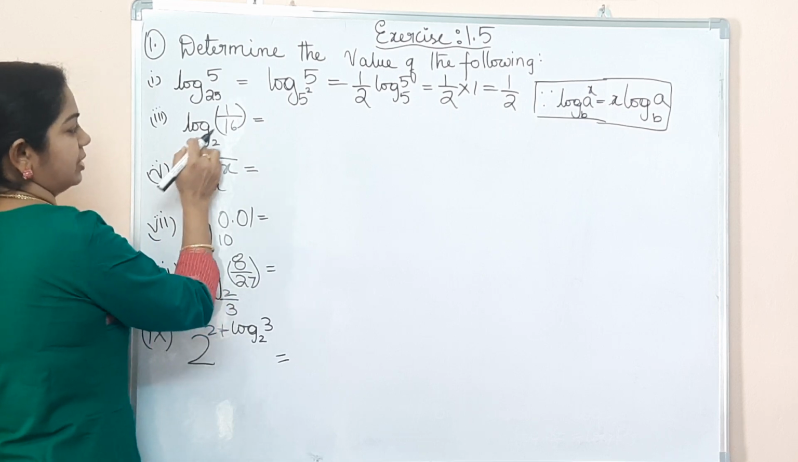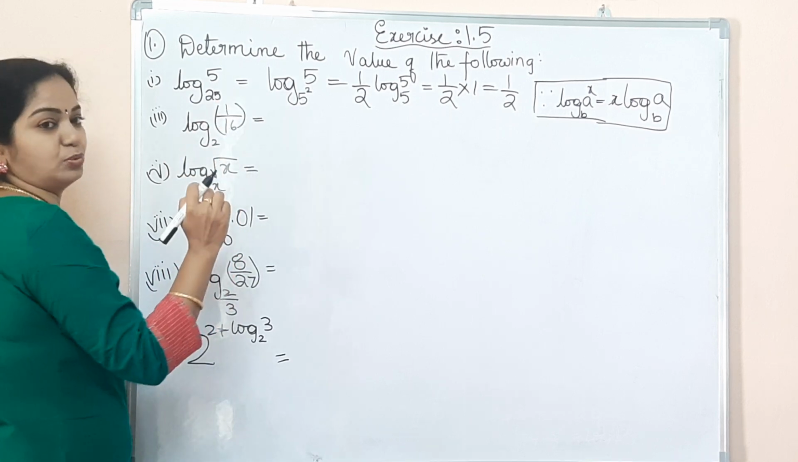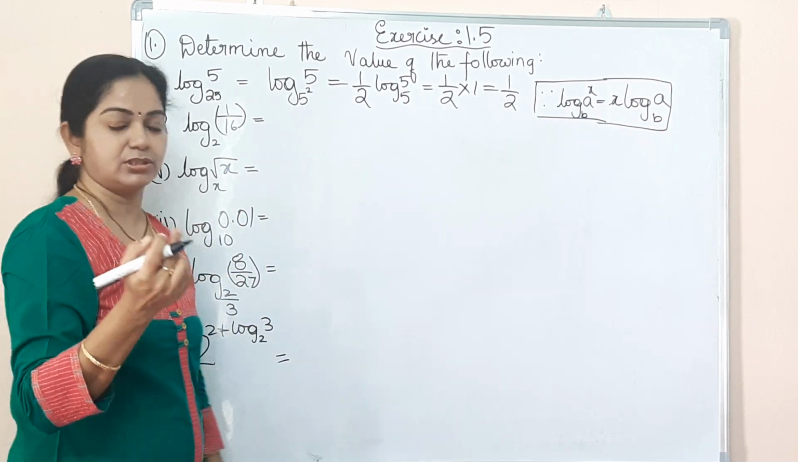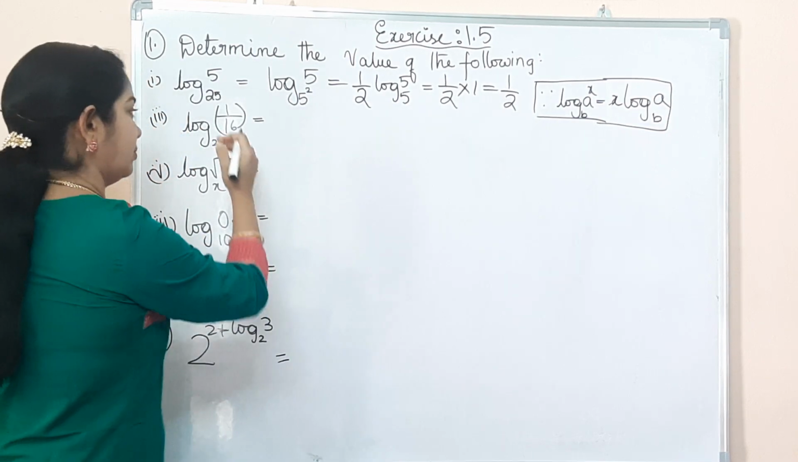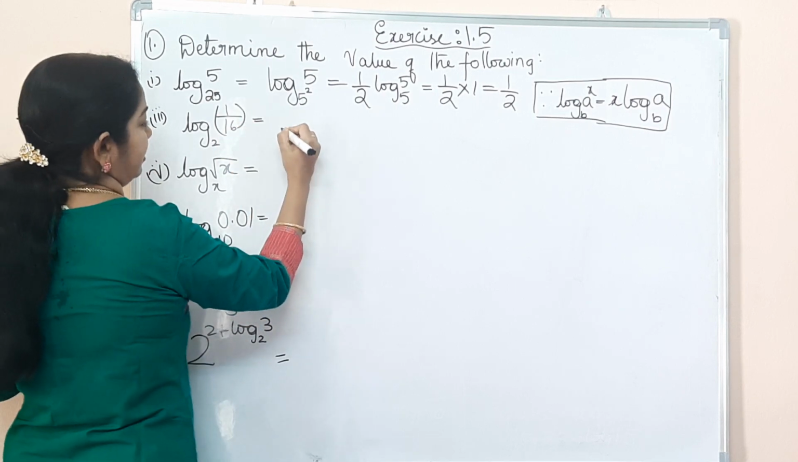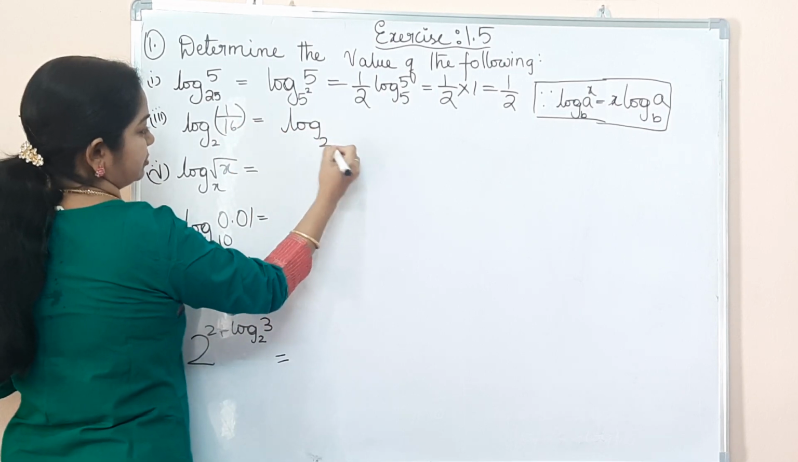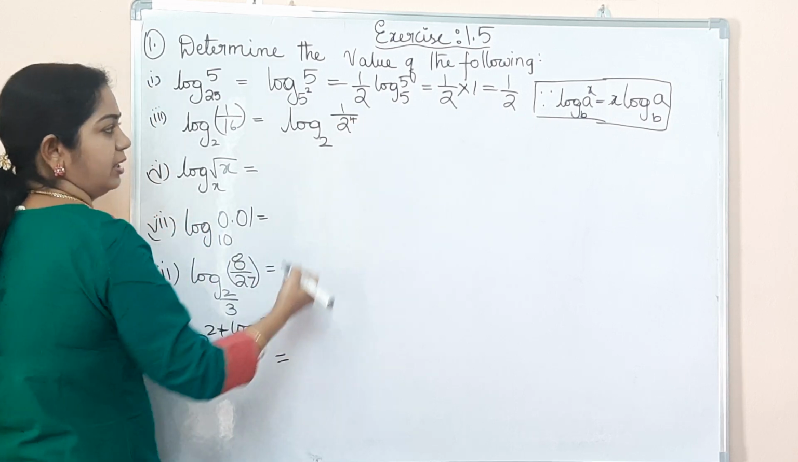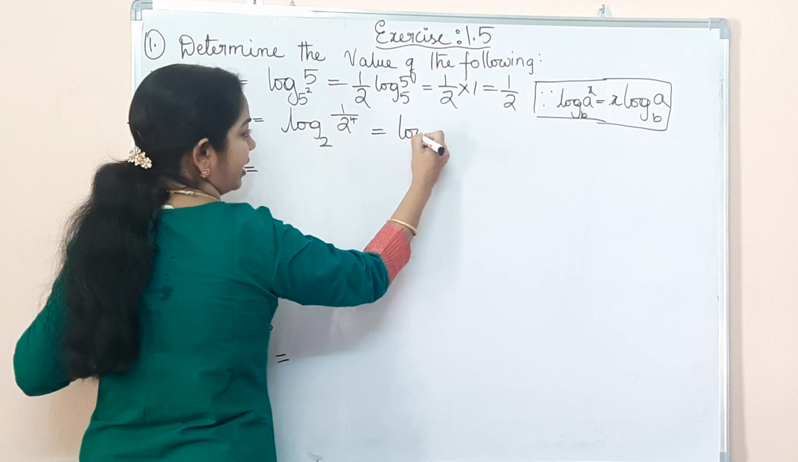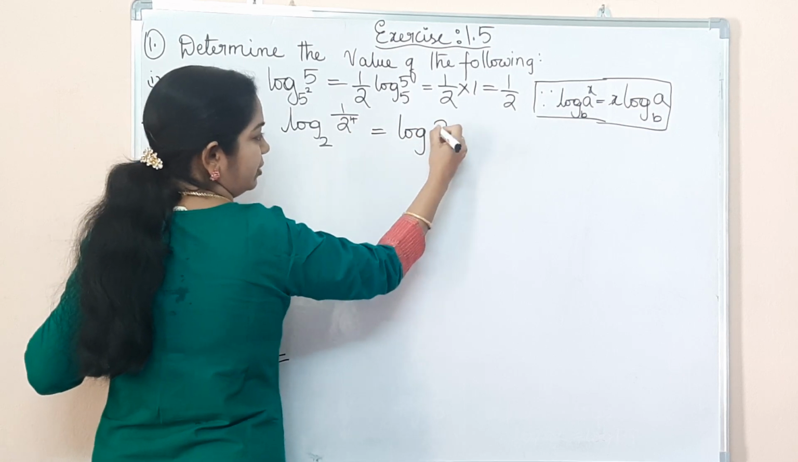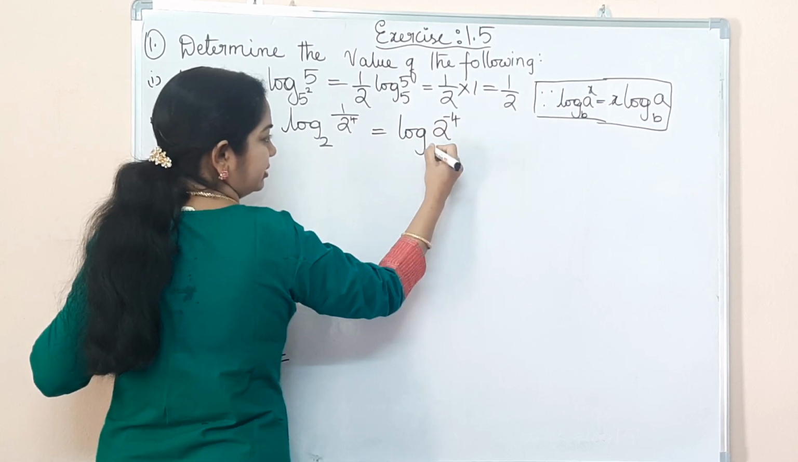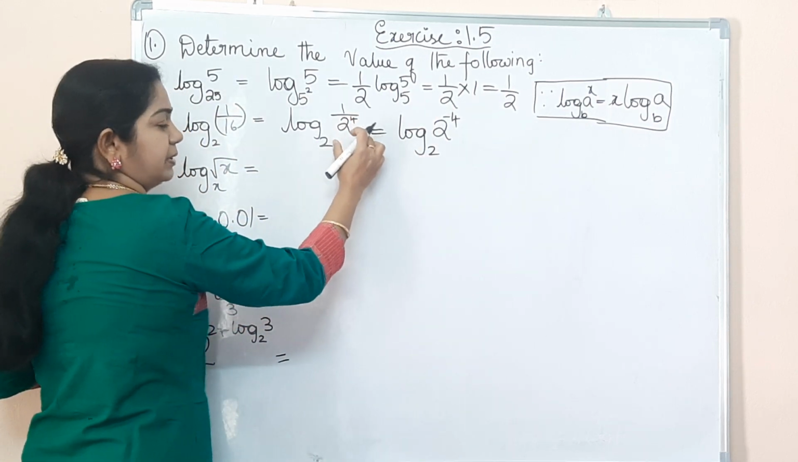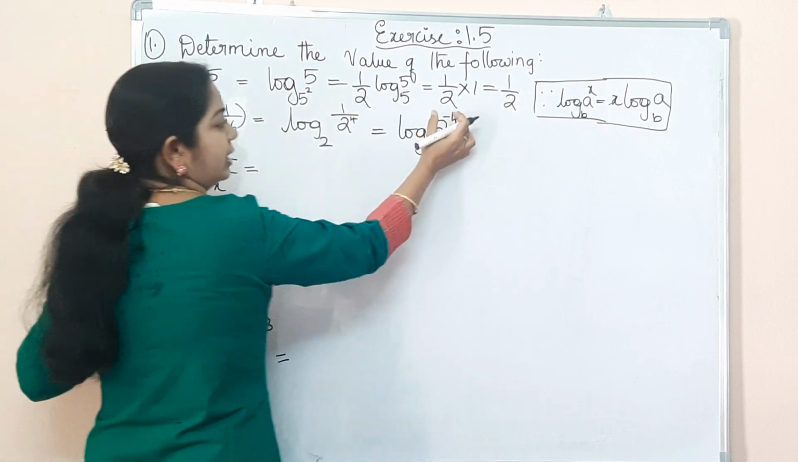Now, let's see the next one. Log 1 by 16 base 2. 16 will be deduced into the factors of 2. 16 is 2 to the power of 4. Now, 16 is in the denominator. I can write 1 by 16 as 1 by 2 to the power of 4. Again, you can write this 2 to the power of 4 in the form of a negative power. If you are bringing it from the denominator into the numerator, there will be a minus.